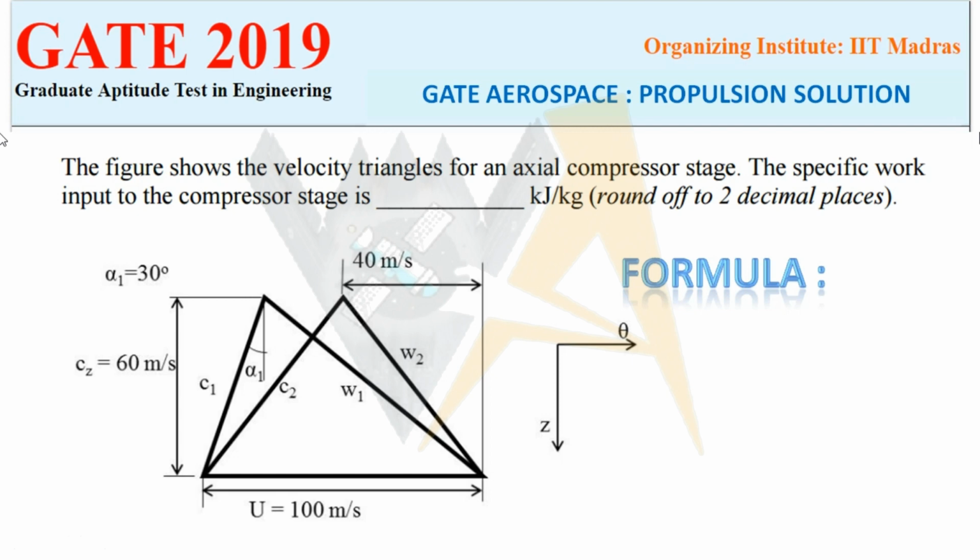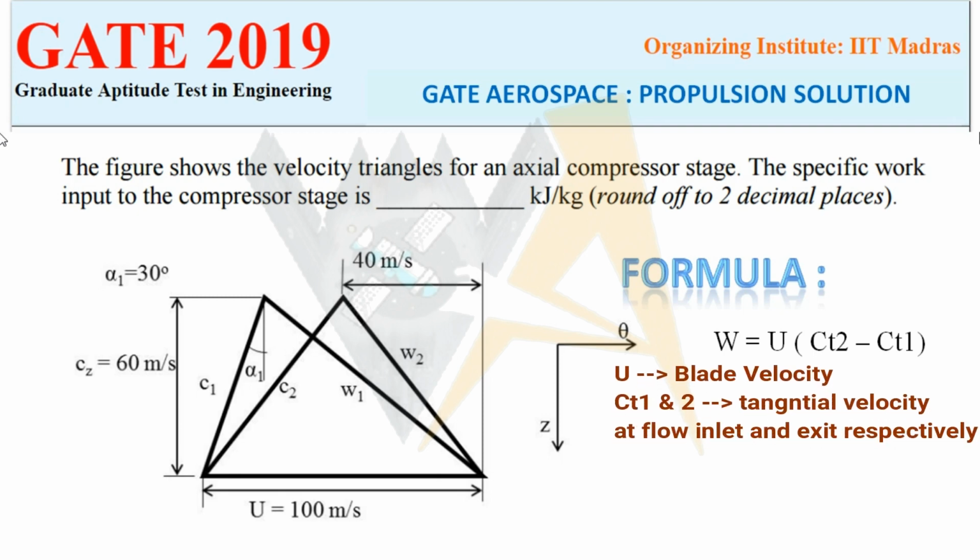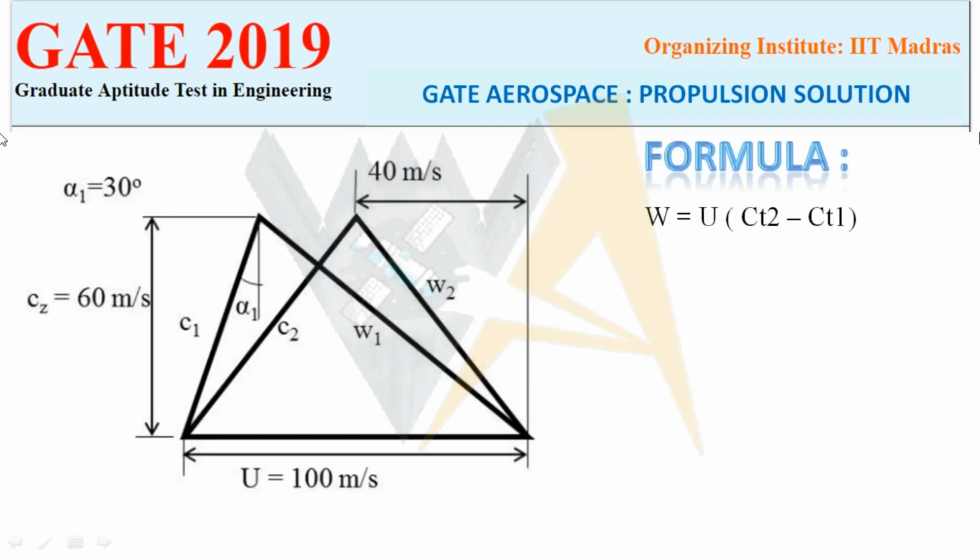First we'll recall the formula for the specific work input to the compressor stage. The formula is W equals U into (CT2 minus CT1), that is the tangential velocity at 2 minus that at 1. Now these are the data given, and what is not given we have to find out. As per the given figure we can obtain CT2. When we draw a straight line from here to here, this has been given as 40, so the total is 100, so we can find CT2 is 60 meter per second.